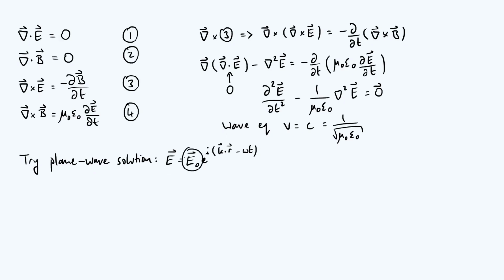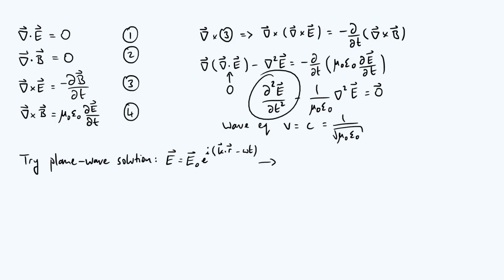This E naught is like the amplitude, but remember it's really a vector. So the three components of E naught tell you the amplitude of oscillations of your electric field in the three different coordinate axes. And k is the wave vector. That tells you the direction that the wave is moving in. r is your position vector, and omega is the angular frequency. So this is a plane wave solution. Let's substitute that into the wave equation and see what happens.